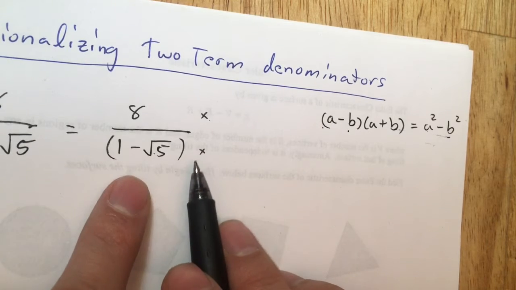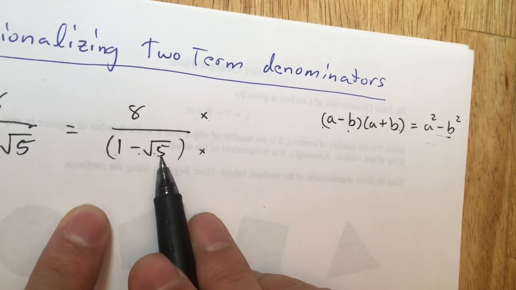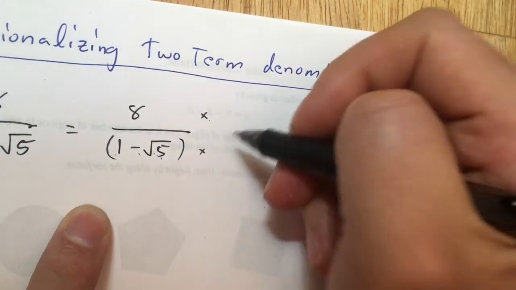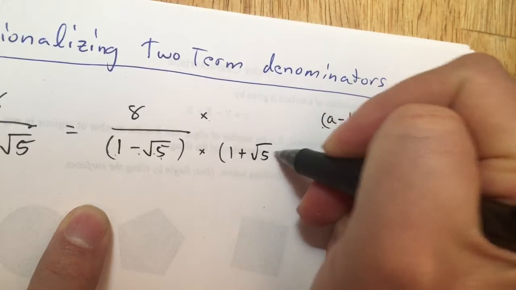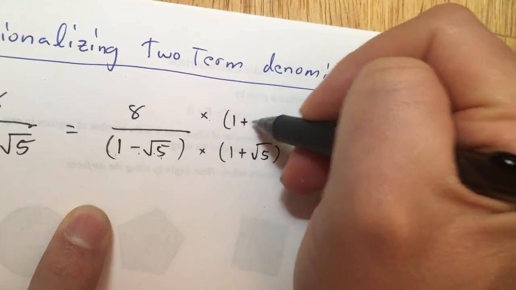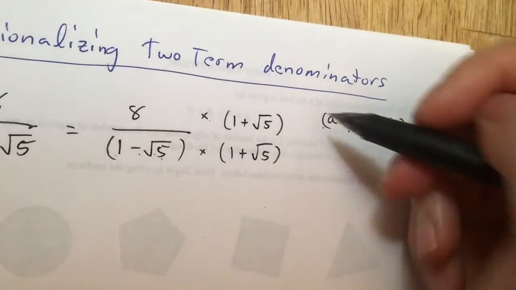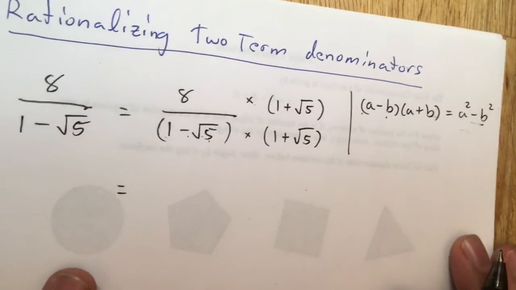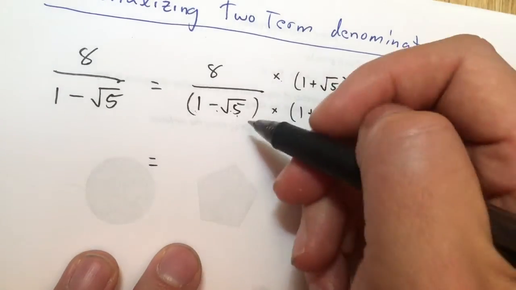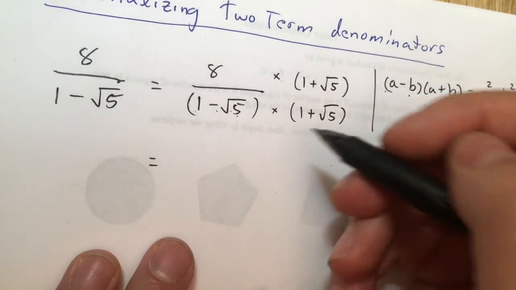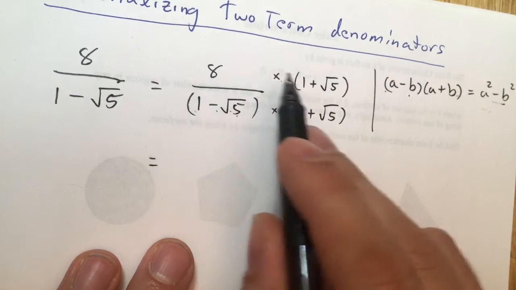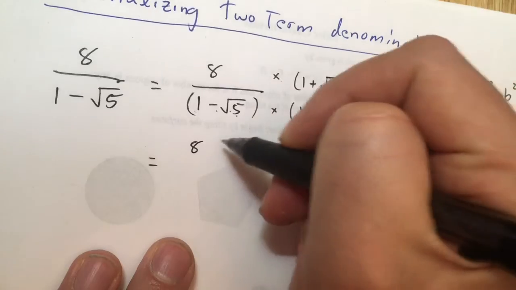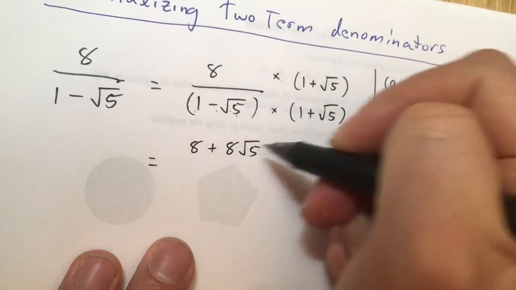So that's what we're going to try down here. Here I have a minus b, so what I'll do is multiply by a plus b. So 1 plus root 5. There we go. And that should get rid of the square roots in the denominator. Let's see how that works. In the numerator, I'm going to have 8 times 1 plus root 5. So we'll distribute this. So it's going to be 8 plus 8 root 5, okay?